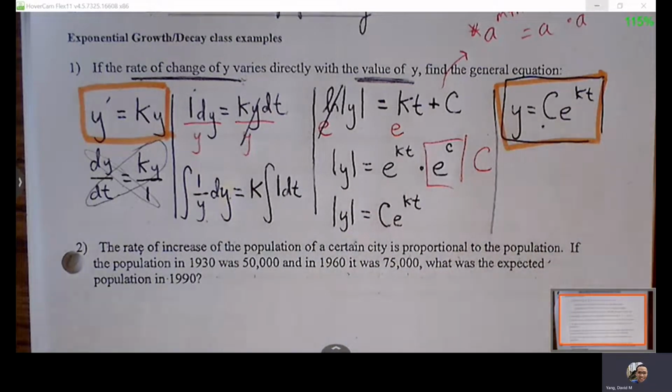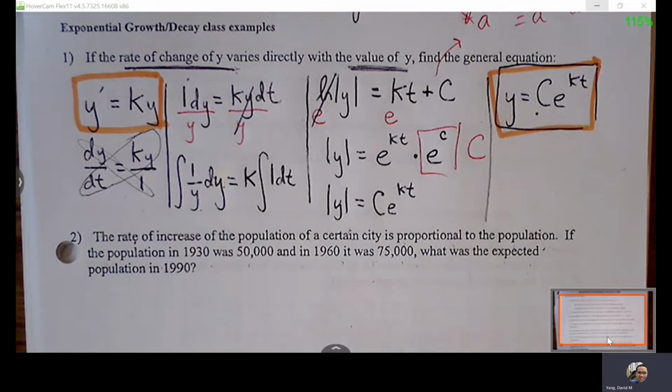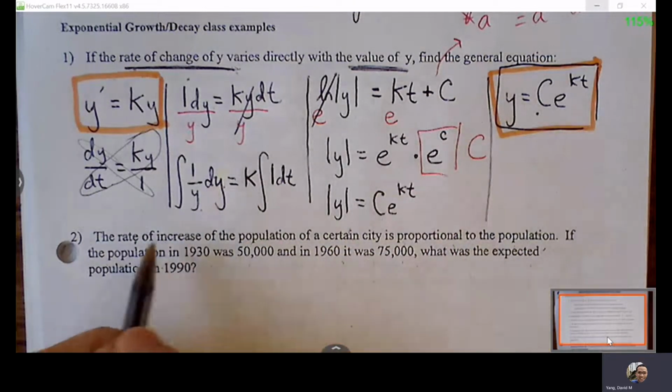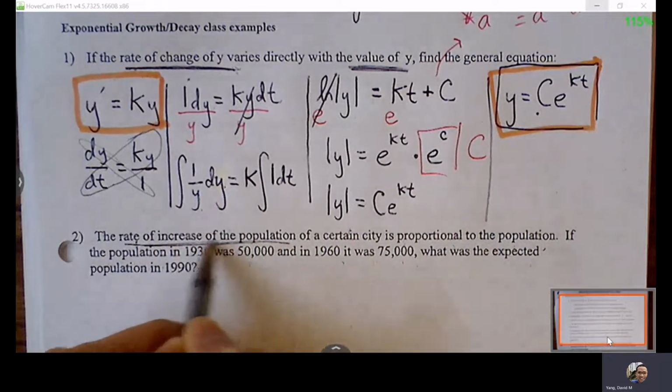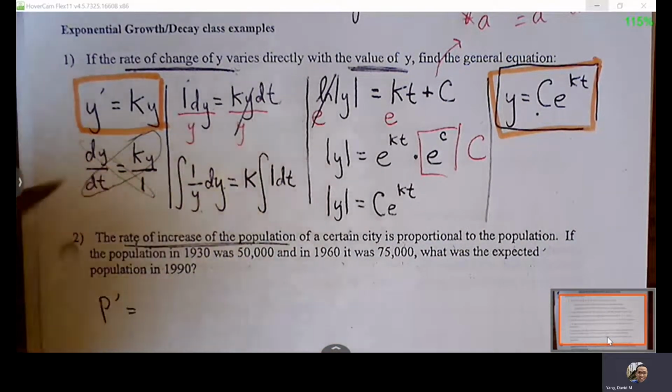Okay. Number 2. The rate of increase of population of a certain city is proportional to the population. Look at the wording. It's very similar to number 1, right? Rate of increase of population. Let's think of that as P prime because it's a derivative involved there.